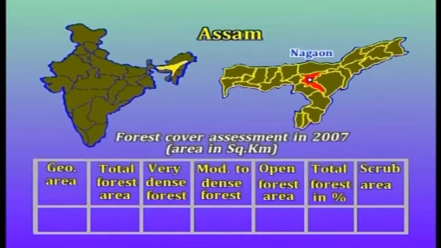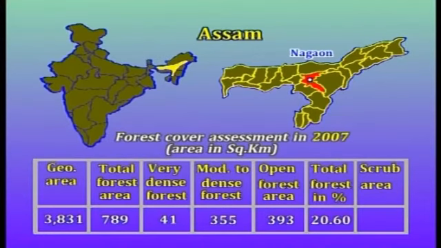District Naugaon. The geographical area of Naugaon district of Assam is 3,831 square kilometers in 2007. The total forest cover is 789 square kilometers, out of which the very dense forest cover is 41 square kilometers. The moderate to dense forest cover is 355 square kilometers. The open forest cover is found to be 393 square kilometers. Altogether, these forests cover about 20.60% of the geographical area of the state. The scrub cover is also found to be 8 square kilometers.